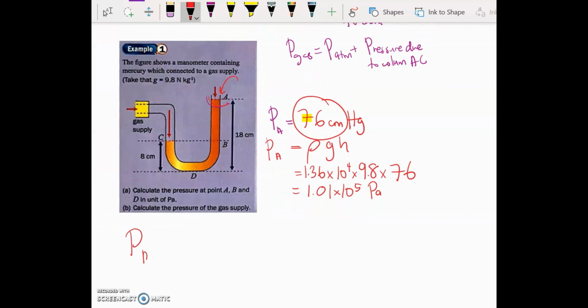Next, to find the pressure at point B, from the diagram you can see that B is at the same level as C, so the pressure at B is equal to the pressure at C, and C experiences pressure from the gas, so PC is actually the pressure from the gas. So PB is equal to atmospheric pressure plus pressure due to column AB.